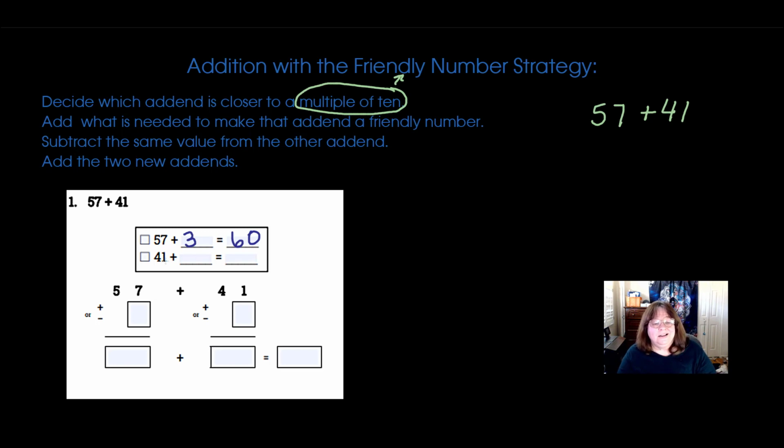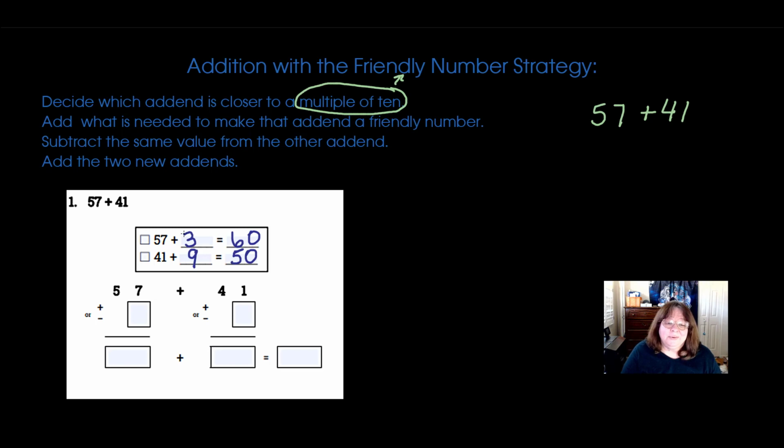Well, 41, 42, 43, 44, 45, 46, 47, 48, 49, 50. I have to add 9. And you might have known that right off because you know that 1 plus 9 equals 10, and we've already got 40. So 41 plus 9 is 50. Which one of those was easier to do? Which one did we have less to do?